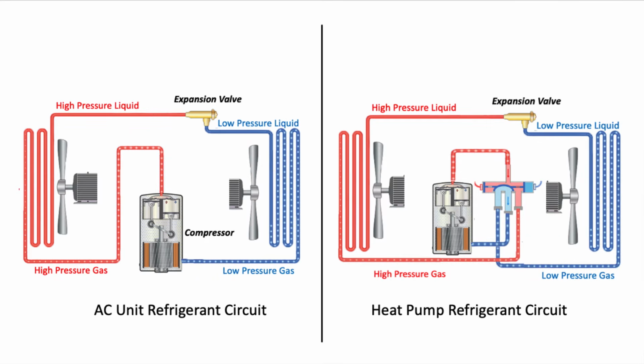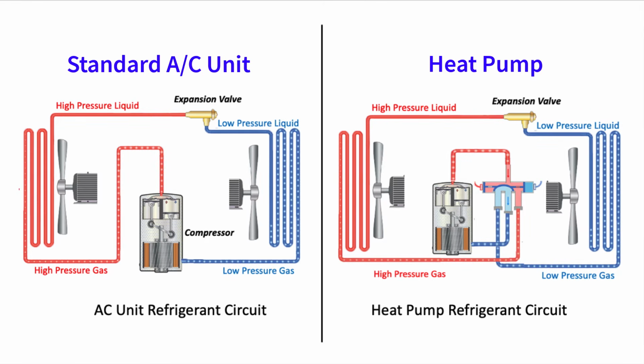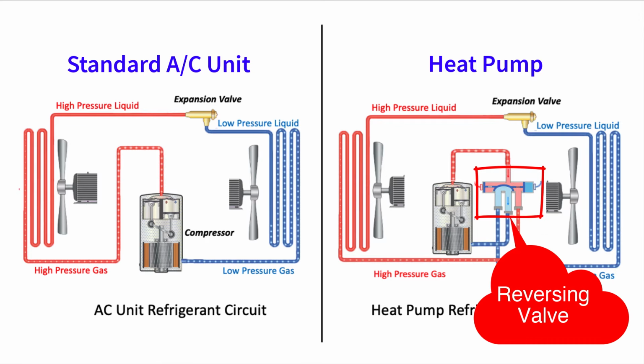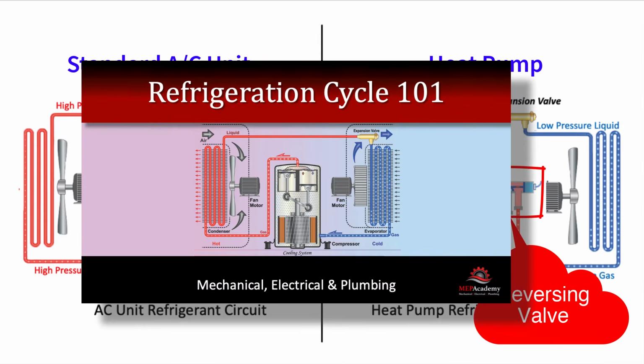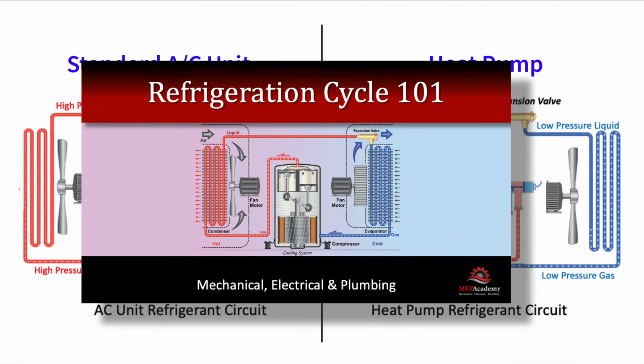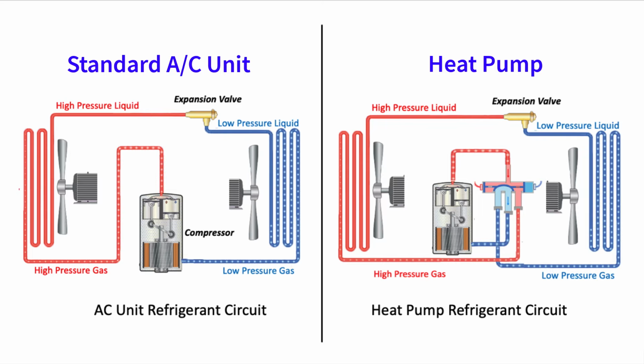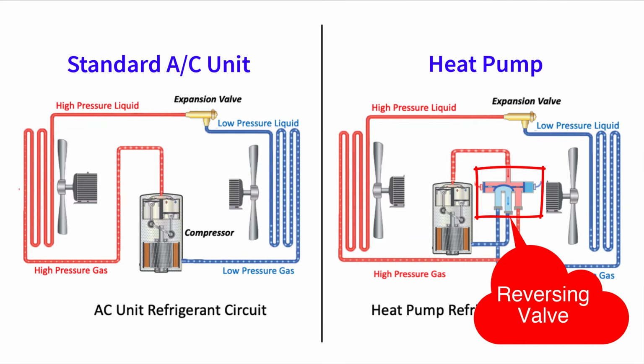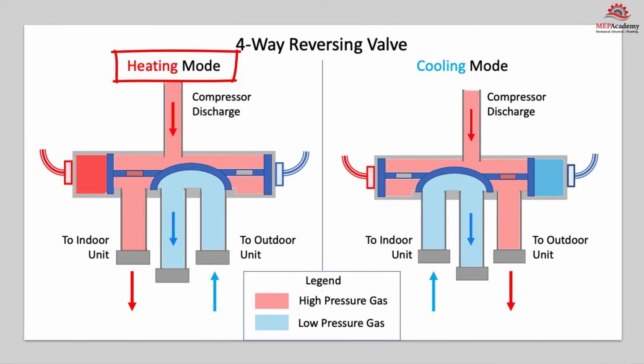The heat pump has the same basic refrigeration circuit as a standard air conditioner, except for a few additional components. See our video on refrigerant circuits if you need a basic understanding on how they work. The main component that helps it function in both modes is the reversing valve. The reversing valve has two modes of operation. It's either in heating or cooling mode.